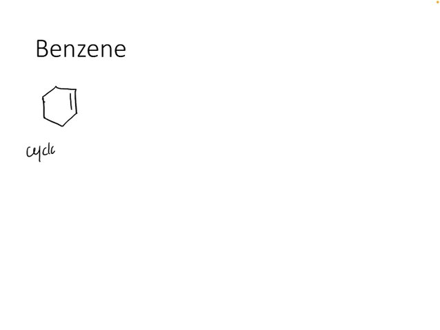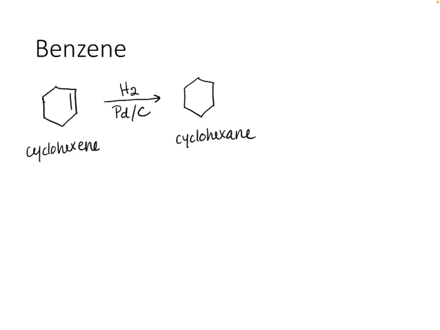So we'll start with cyclohexene, and we're going to add hydrogen across that double bond. So we need a catalyst to help us with that reaction, and what we'll end up with is cyclohexane. Okay, so the enthalpy difference for this reaction is negative 120 kilojoules per mole. So the negative tells us that this is an exothermic reaction.